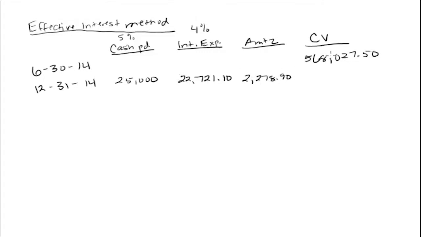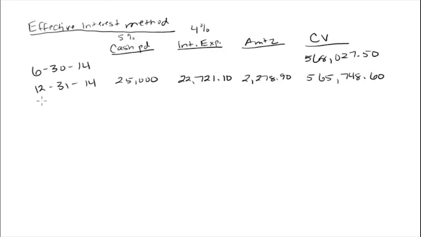When we do that, it changes the carrying value. It's going to decrease it. With premiums, you're always pushing it down towards the face. With a discount, this would be below the face, so it would increase. We'd push it back up. So this now would be $565,748.60.